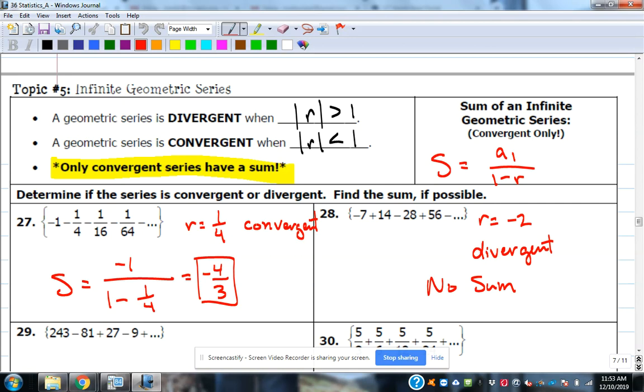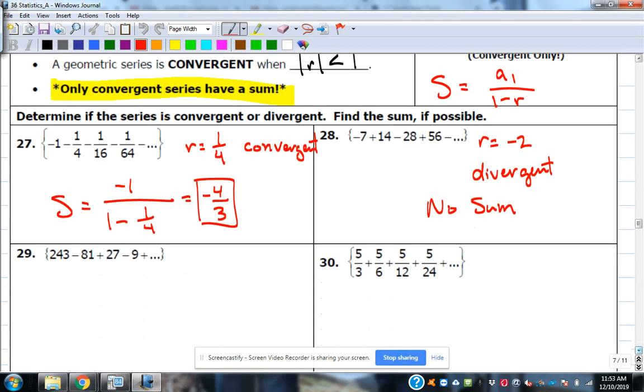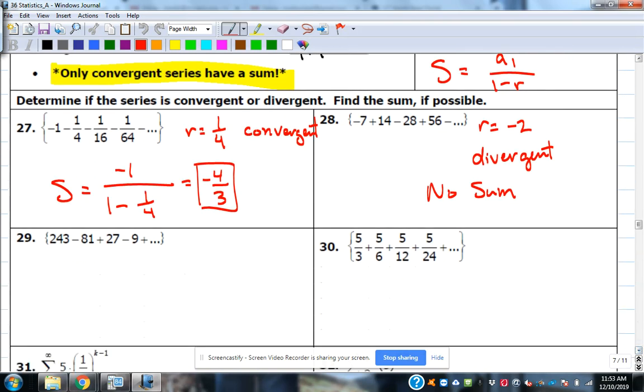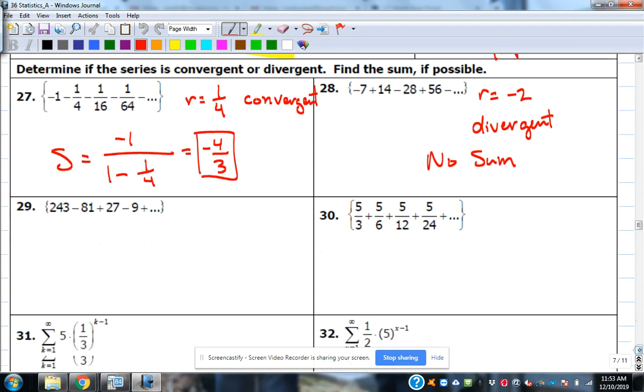So the divergent series, what you notice is that the terms start spreading out further. Convergent, they start getting smaller and smaller, getting closer to 0. That's what happens there as you're doing that. So if you look at the ones below that, you could do the same things. You could find your common ratios and decide if it's convergent or divergent. That's the big thing, and then be able to find that sum.